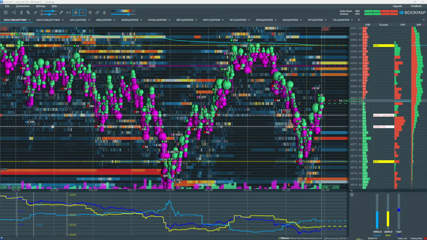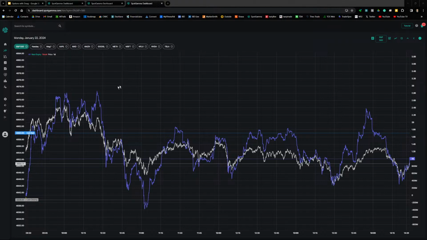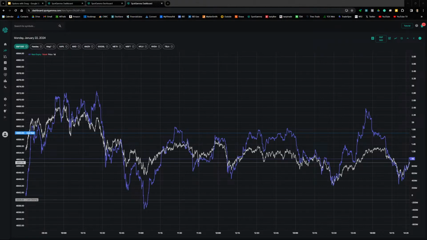Let's go back to Hero. Zoom out. So remember, including the before the cash open, SPX and ES, the highest number for the day was right around 4.5 billion. With just the cash open, it is around 2.8 billion, still positive.